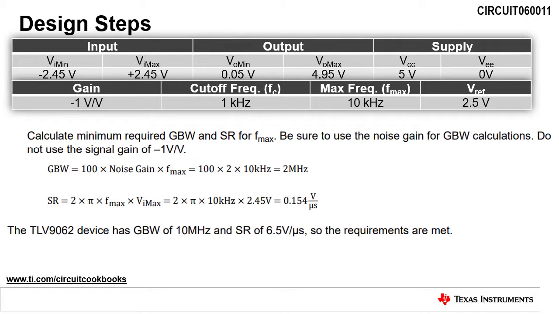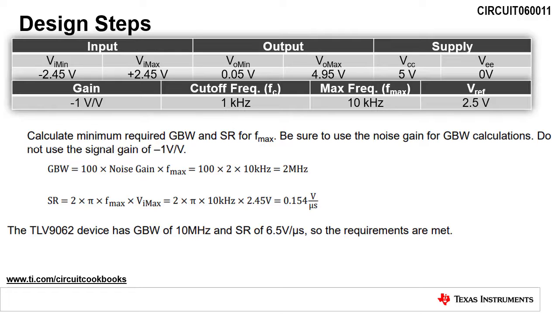The final step is to ensure that the selected device, TLV9062, has sufficient bandwidth and slew rate to meet the maximum frequency requirement of 10 kHz. It is important to use the noise gain for this calculation. The noise gain for this circuit is 2 volts per volt. Do not use the signal gain of -1 volt per volt. As a general rule of thumb, we multiply the minimum bandwidth required by 100 to account for any variations including process and temperature. This yields a desired op-amp bandwidth of 2 MHz. Depending on your design needs and environment, you can adjust this rule of thumb as needed.